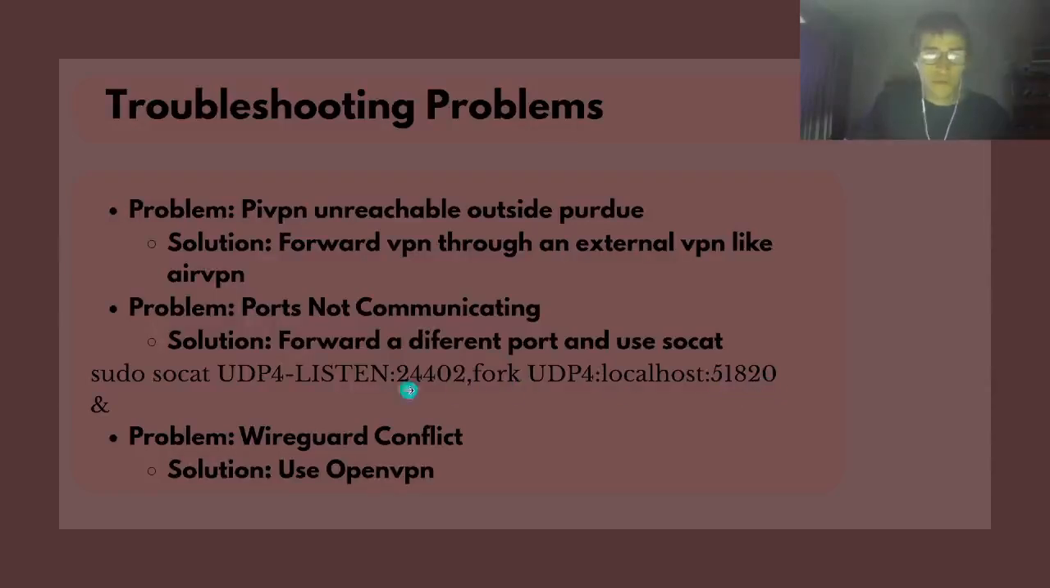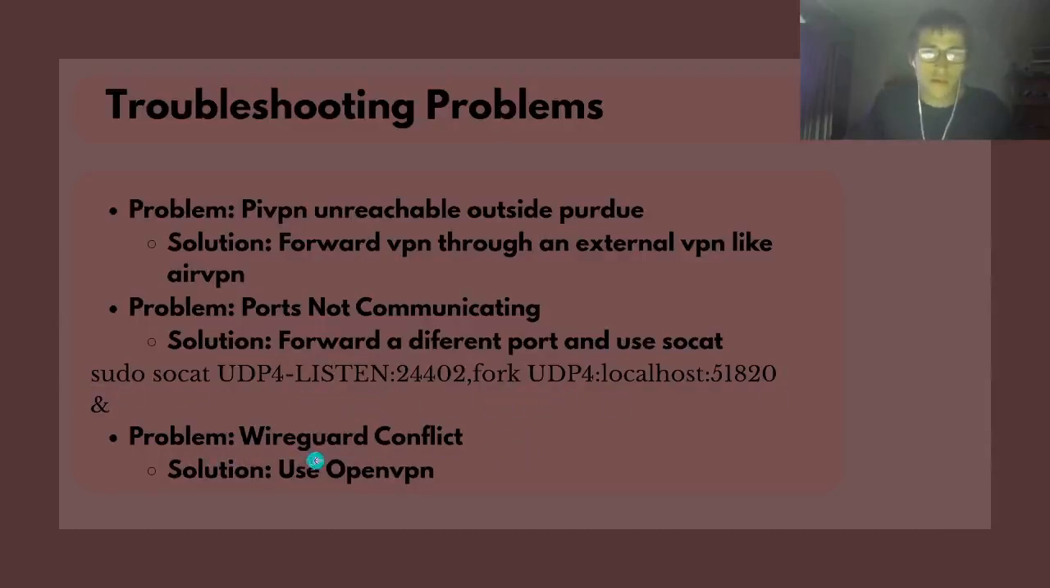But for one reason or another, WireGuard was very angry with it, and the solution I came to was forwarding a separate port, which is 24402, and using the program SOCAT to translate it into 51820, which WireGuard would then listen to. This worked almost instantly the second I tried it. I'm not sure why, but it was a huge help when I found the documentation for this.